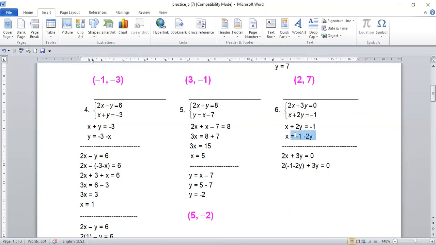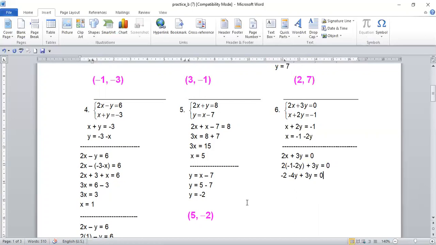I just changed the x and put that value in place of x in the first equation. So the others remain the same. So the next step is 2 multiplied by minus 1, which is going to give you minus 2. Right? And then 2 multiplied by minus 2 is going to give you minus 4y plus 3y equals 0.